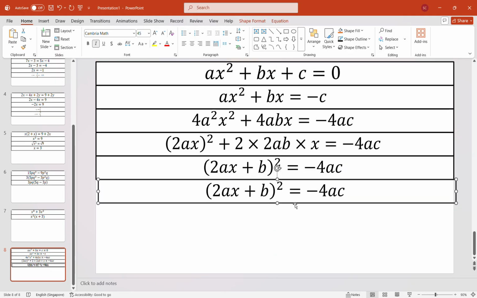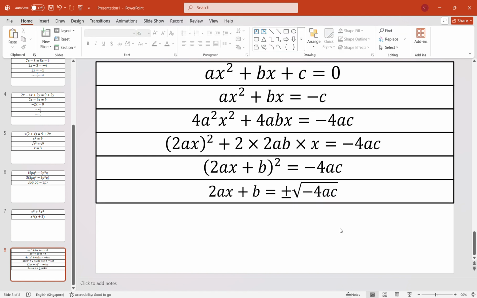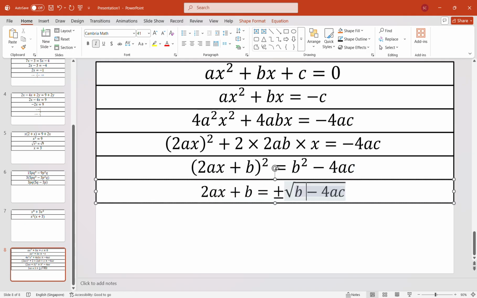Minus 4ac, then 2ax plus b equals plus or minus the square root of b squared minus 4ac. Wait, no, I feel like I'm missing something. Whatever, it's fine.